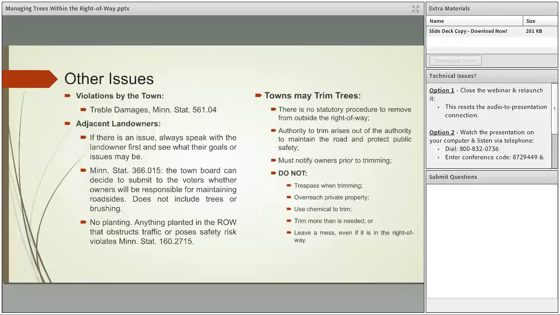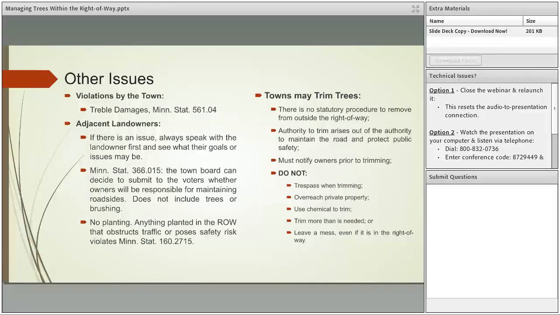We know that landowners can also be given duties within the town road to clear weeds, small woody perennials, and some rocks. This can be a question submitted to the voters at the annual election. But this doesn't include trees and hedges or brushing. So even if the landowner has duties within the right-of-way, it's not their duty to remove trees, so the town board still has to go through that process.